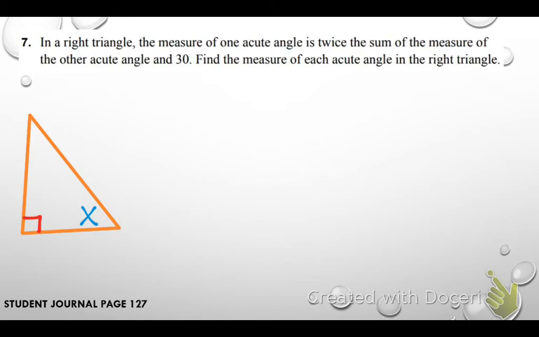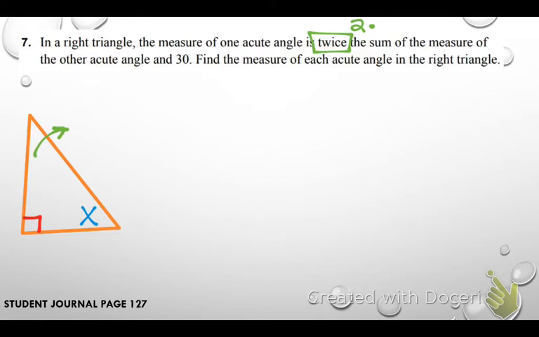The other angle is described in the problem. So let's read it. In a right triangle, the measure of one acute angle is twice the sum of the measure of the other acute angle and 30. So we're going to pause. Let's pick some words. So the measure of one acute angle, so the angle we're finding, is twice. Let's pause there. What does twice mean? 2 times. Double. 2 times. Yes, doubled, but I'm just going to break it down to 2 times for now.